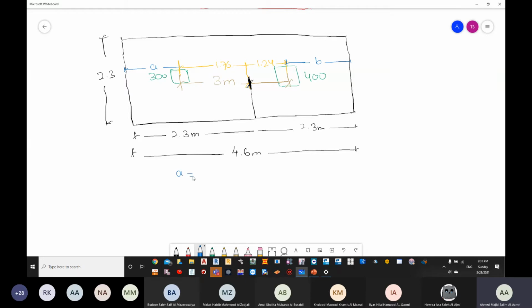Now, A can be calculated as the distance here is 2.3, and the distance here is 1.76. So A is equal to 2.3 minus 1.76. For B, the same thing: 2.3 minus 1.24. A is 0.54 meter, and B is 1.06.